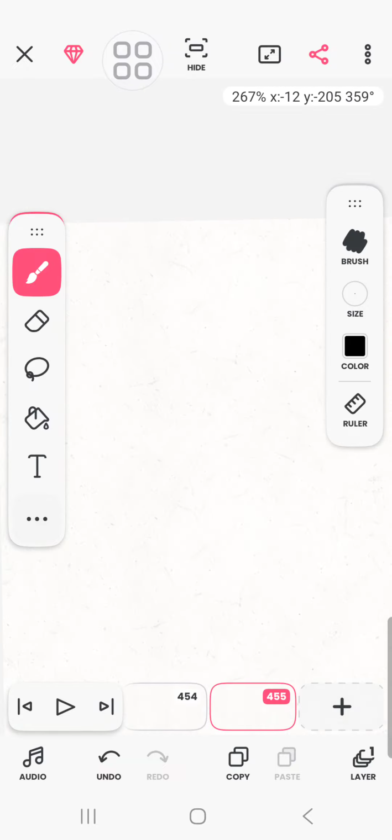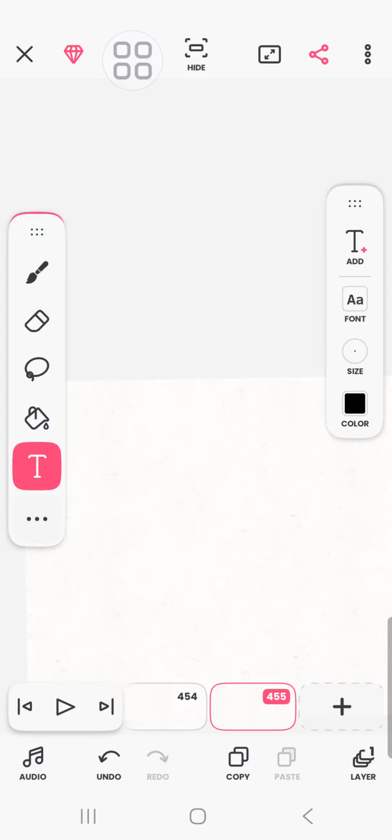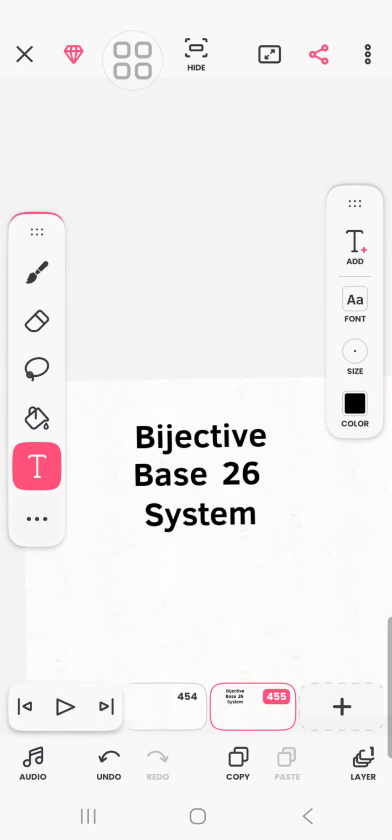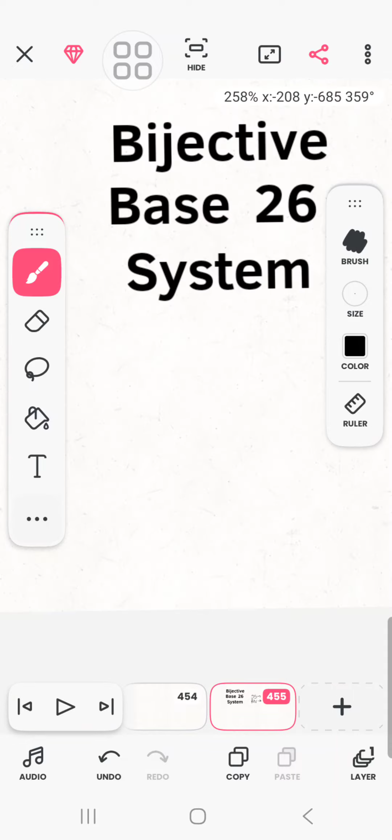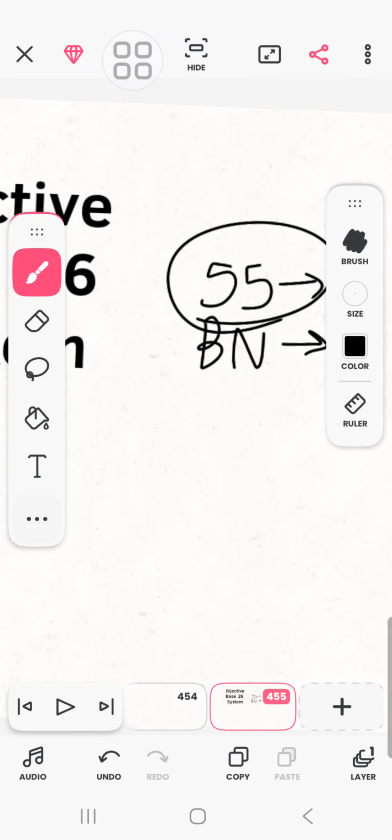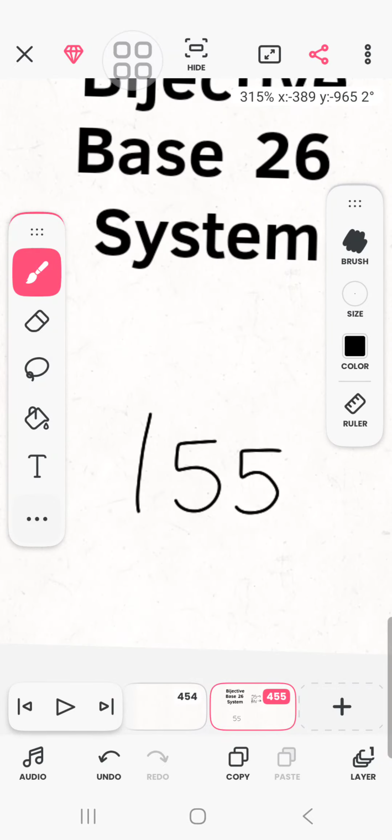Okay, so yeah, what is this called? This language is called the bijective base 26 system. Now let's learn how to convert numbers into alphabet letters and alphabet letters into numbers. Okay, starting with how to convert a number into a letter. So for example, we have 55, so we put 55 here.